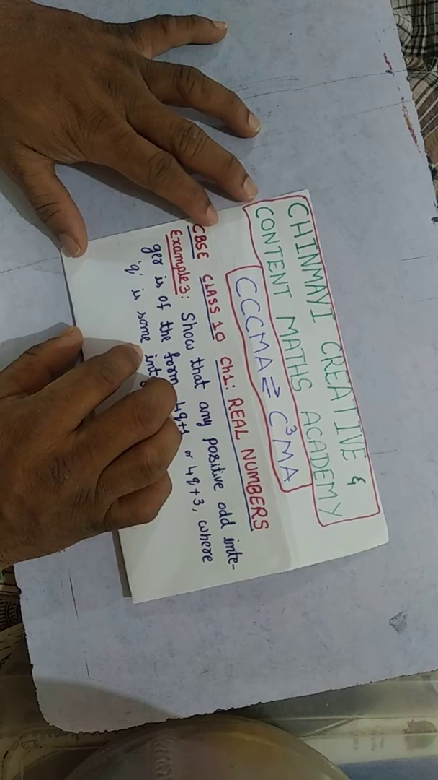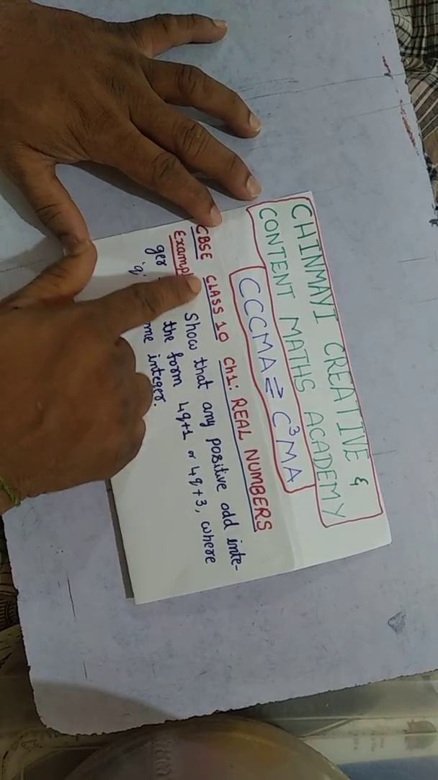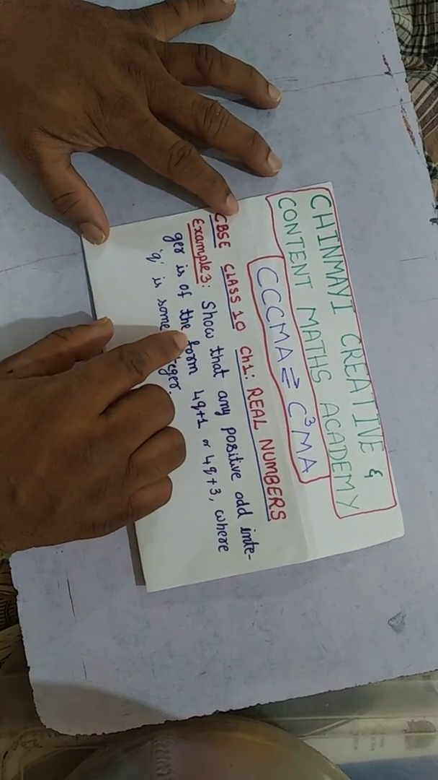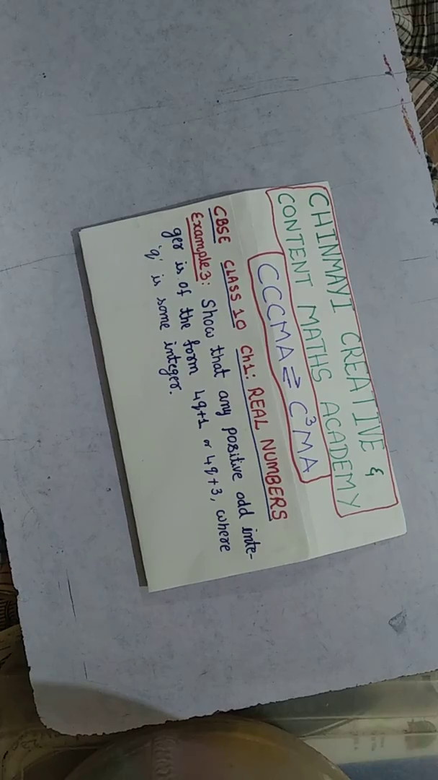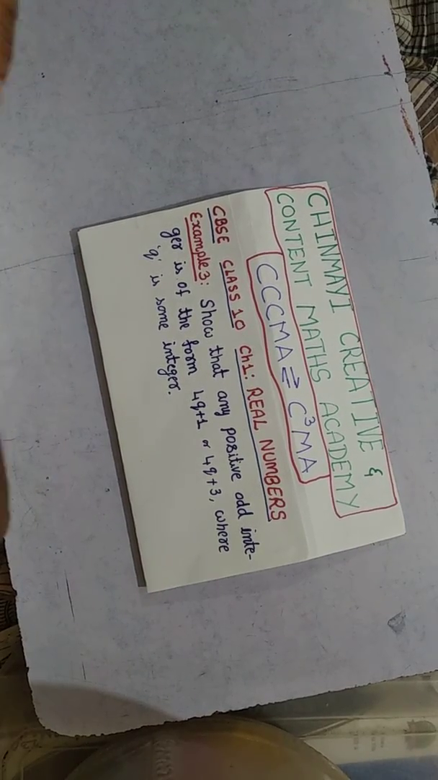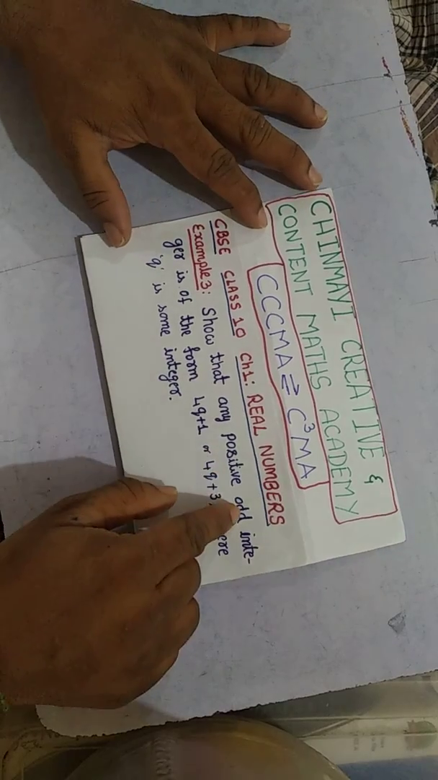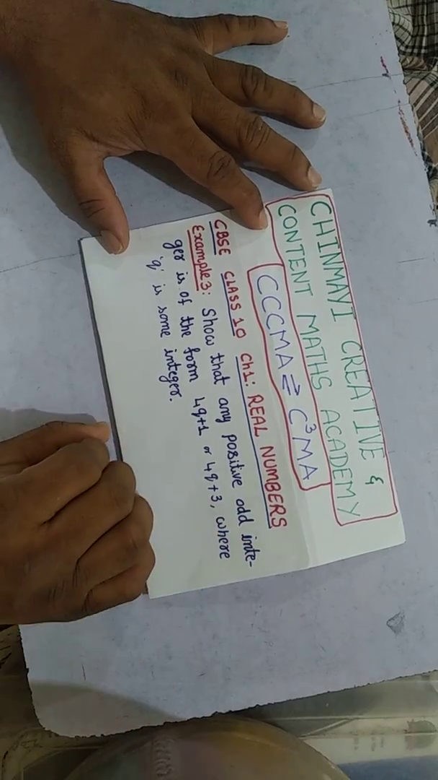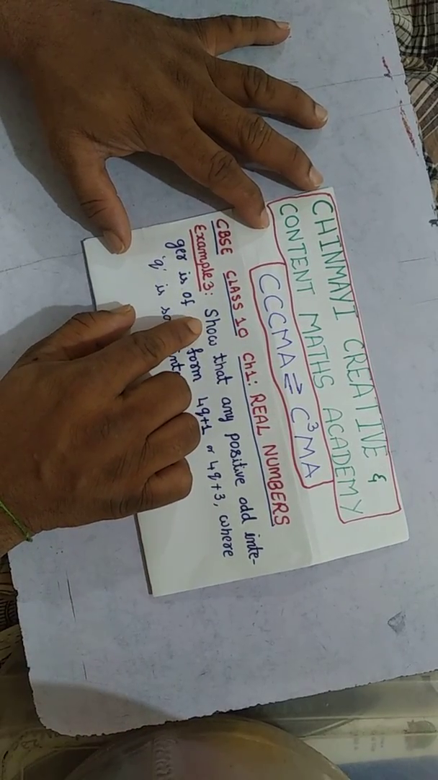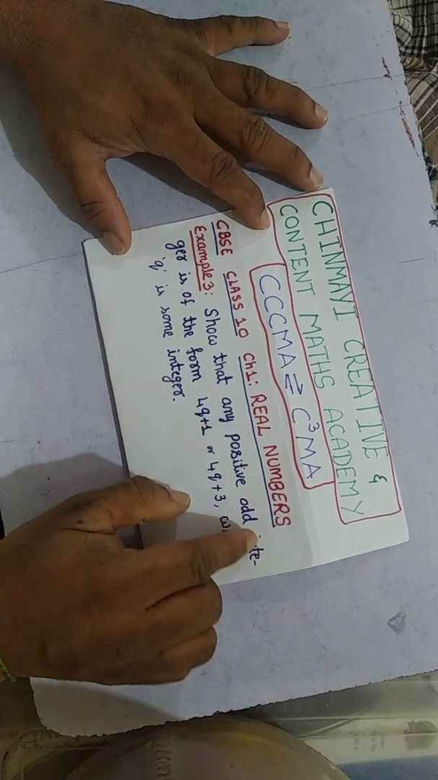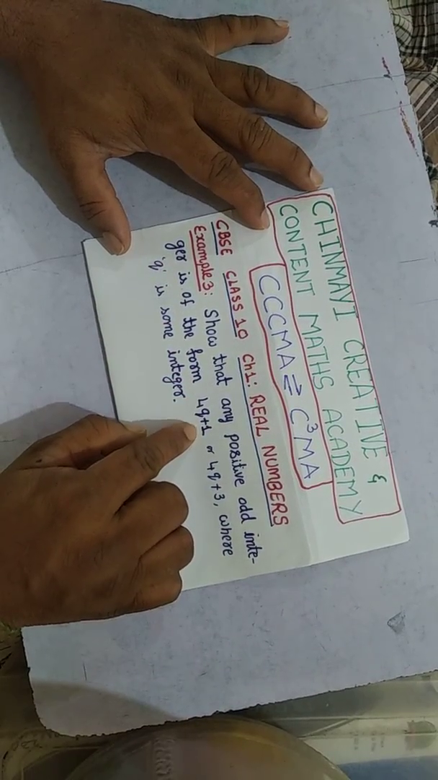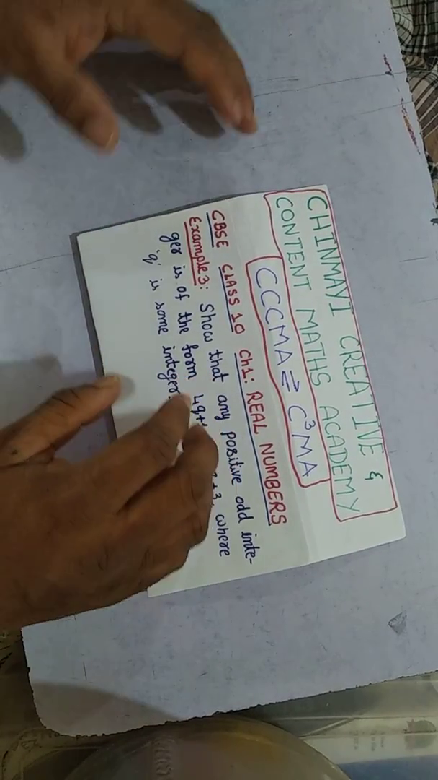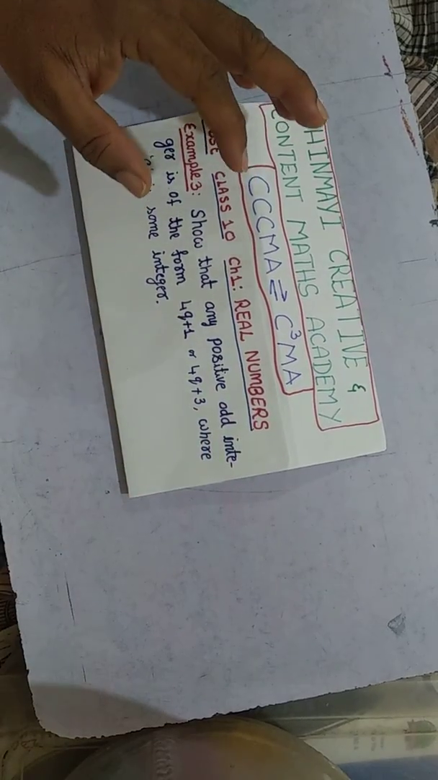In this video we are going to discuss example 3 of CBSE class 10th chapter 1, Real Numbers. This question is again about proving the relationship between positive odd integers as 4q plus 1 or 4q plus 3. What is the question? Show that any positive odd integer is of the form 4q plus 1 or 4q plus 3, where q is some integer. Okay, we are going to understand and solve this one.